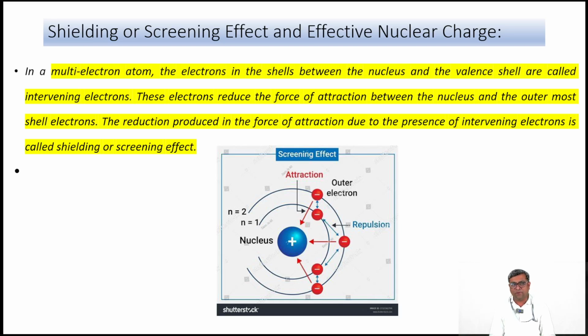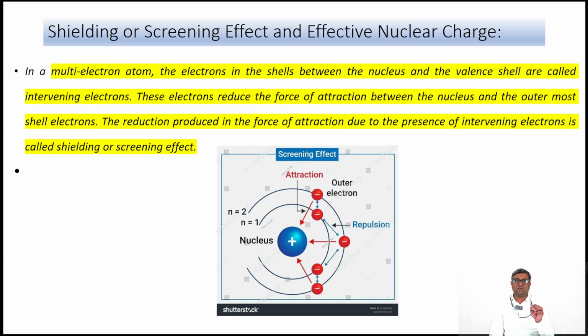Now, the next important concept is shielding or screening effect and effective nuclear charge. On your screen there is a diagram that depicts a nucleus at the center and 2 shells, n equal to 1, that is the first shell, and the second shell, and in the shells there are representations of electrons. So, what does the shielding effect mean? We know that an atom contains multiple electrons.